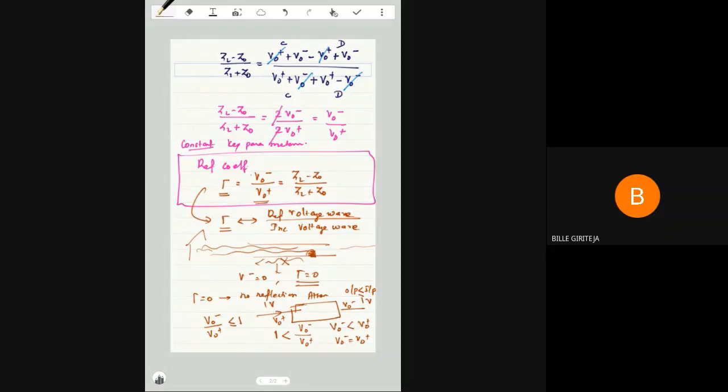So the gamma value can be a complex number, because ZL can be complex, Z0 can be complex. Ideally I want a real value, but practically the load can sometimes be complex. So gamma can be a complex number. If you take the magnitude of the complex number, the range will come between 0 and 1. So the reflection coefficient's value typically comes between 0 and 1.